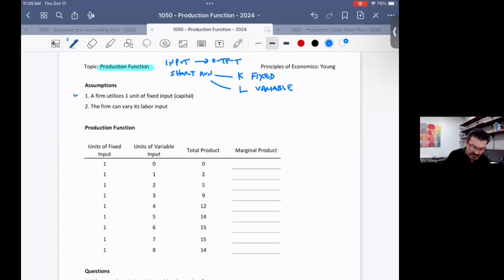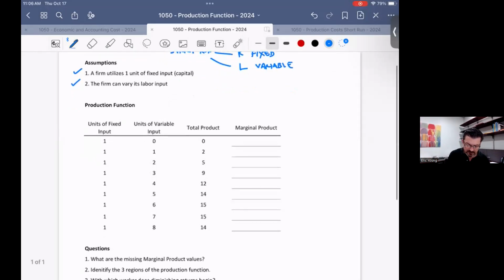Okay. Our assumptions for this model are right here. We're going to assume that the firm uses 1 unit of fixed input. That's 1 unit of capital. That was our K. Let's say that we're making pizzas. That's going to be our pizza shop. We have a lease. We're required to stay in that building for the time of the lease. We can't change that, right? It's a fixed input. So we have capital being fixed. However, we can increase our number of pizzas made by hiring more workers. That's changing our labor input. So we're going to do that.